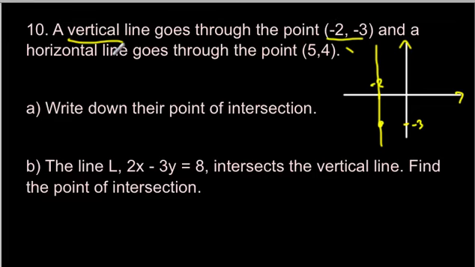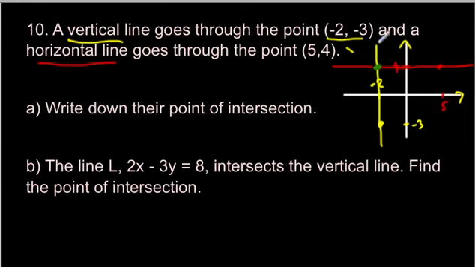All right. And a horizontal line goes to the point 5, 4. So let's draw 5, 4. So 5 is going to be here, and 4 is going to be right here, let's just say. So 5, 4 is right there. And it says a horizontal line goes to that point. So let me just draw a horizontal line like that. So that's my point right there. So the question is, write down their point of intersection. So in other words, write down this point right here.